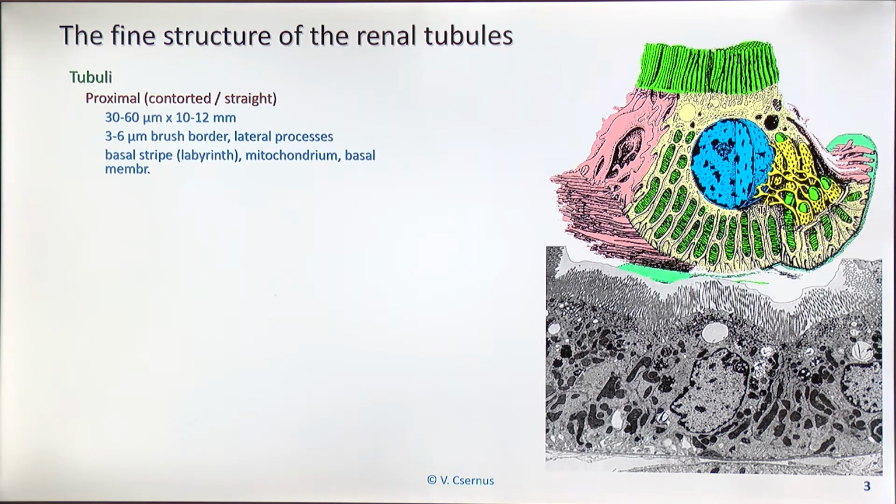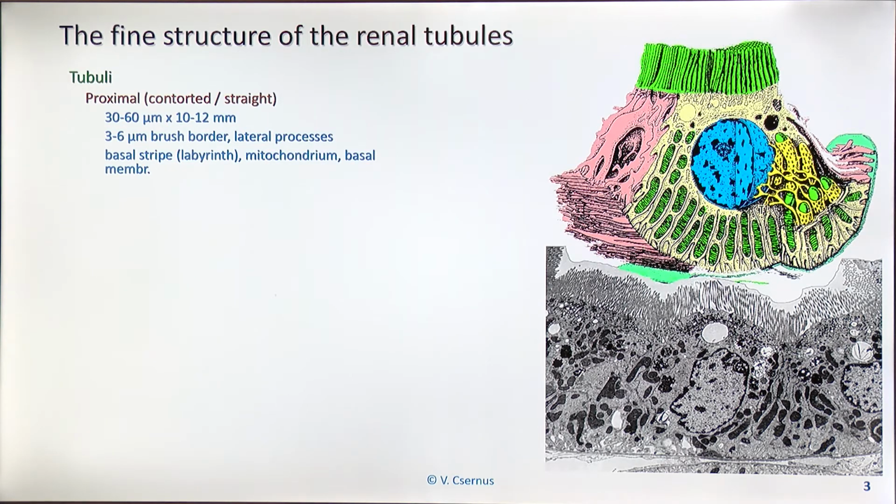The cells have a basal stripe. Basal stripe means that membrane invagination, fold-like membrane invagination, is at the bottom, and between these membranes we have a lot of mitochondria, which are very nicely, regularly located. This is why it looks like a stripe.